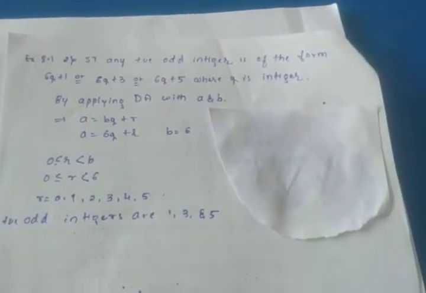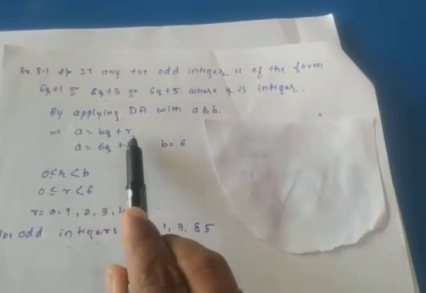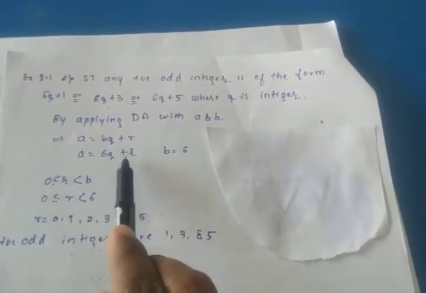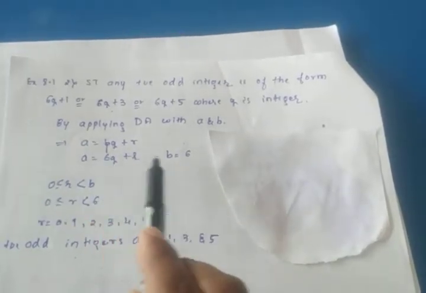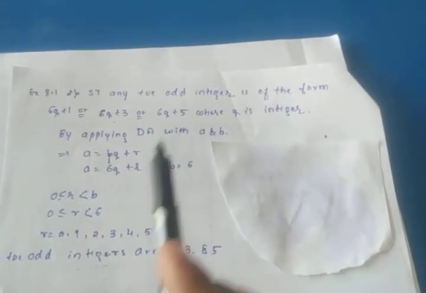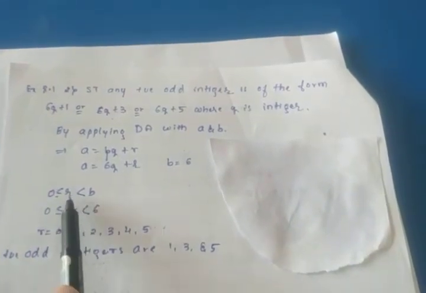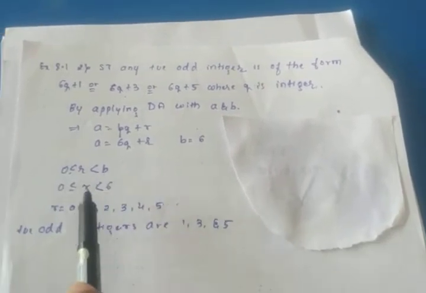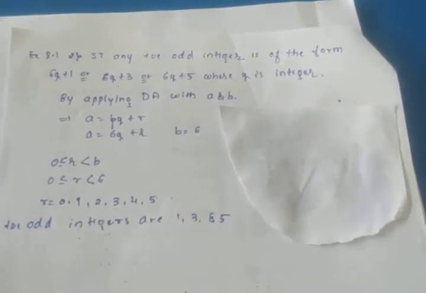But already we've seen that in Euclid's division algorithm it is of the form a equal to bq plus r. So a equal to 6q plus r, where the value of b is how much? 6. Already I told you the condition we have to remember: r is greater than or equal to 0 and lesser than b. So here the value of b is 6.